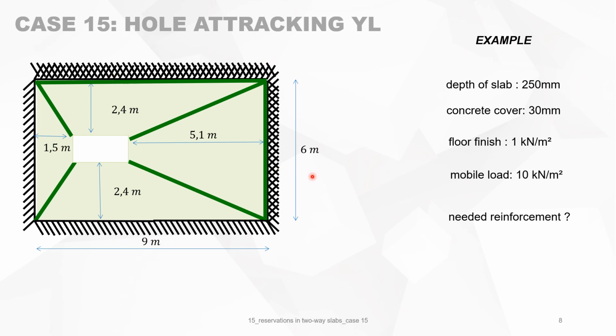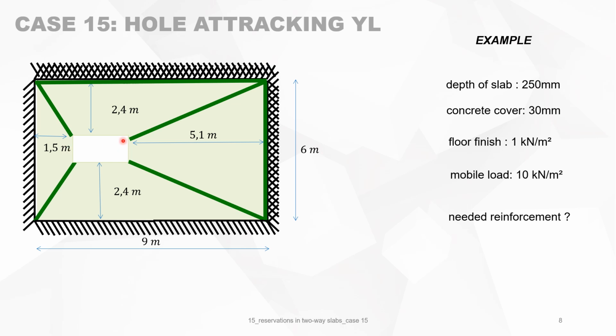That gives you an example of how to work with it. We have a concrete slab of 250 millimeter depth, concrete over 30, floor finish 1 kilonewton per square meter, with a mobile load of 10 kilonewton per square meter. And there is a reservation in it of 1.5 meters, with this as the width, which is 9 minus 5.1 minus 1.5. And this gives you the location of the reservation.